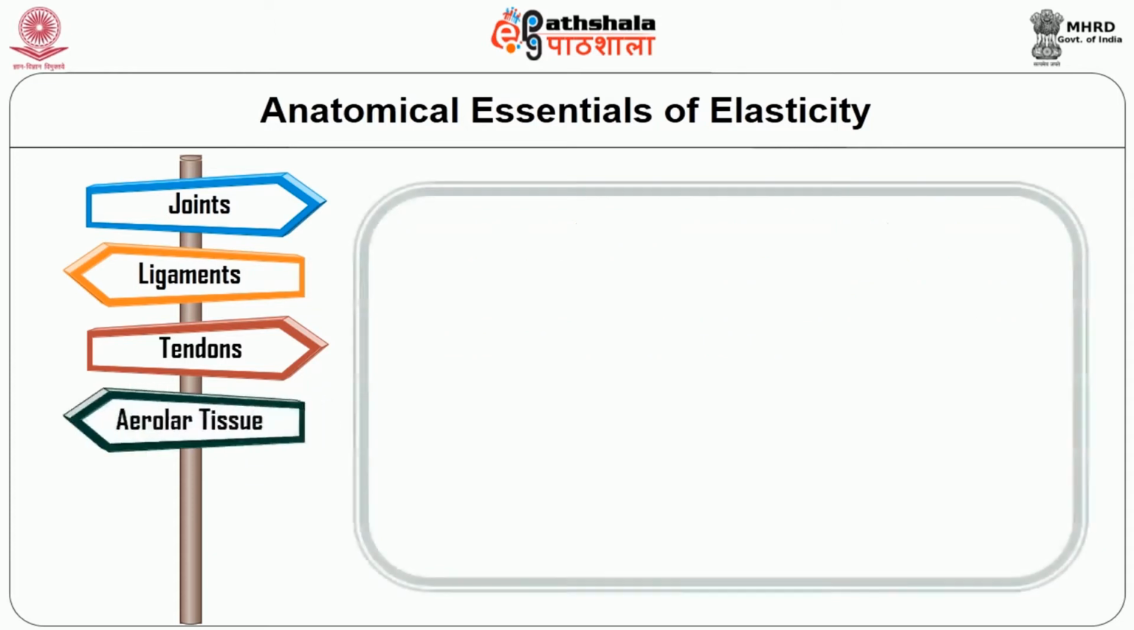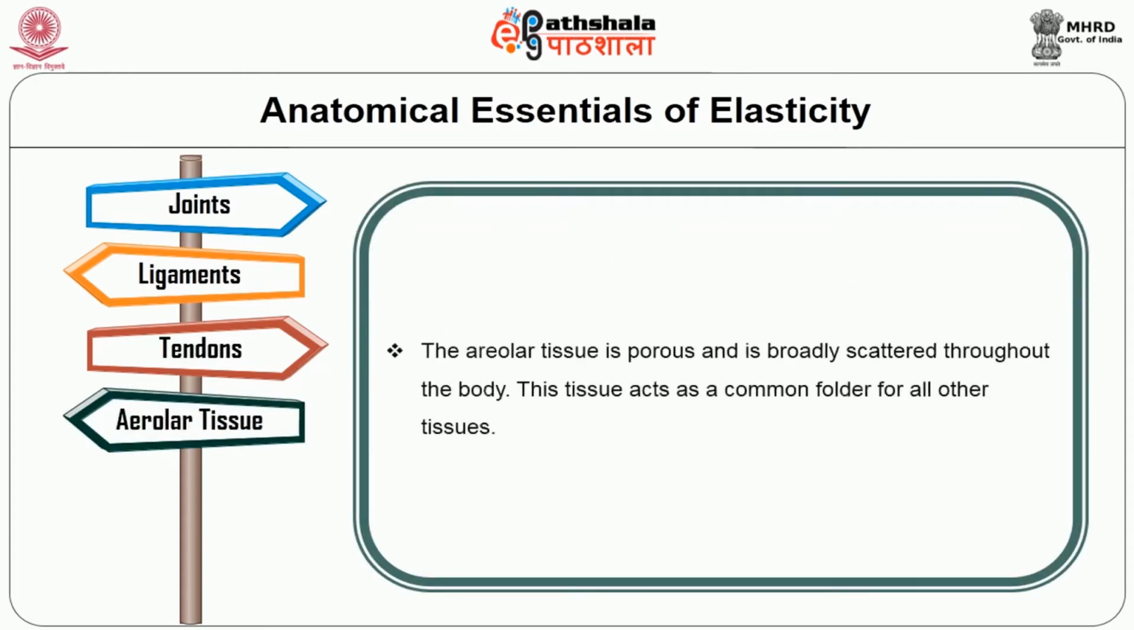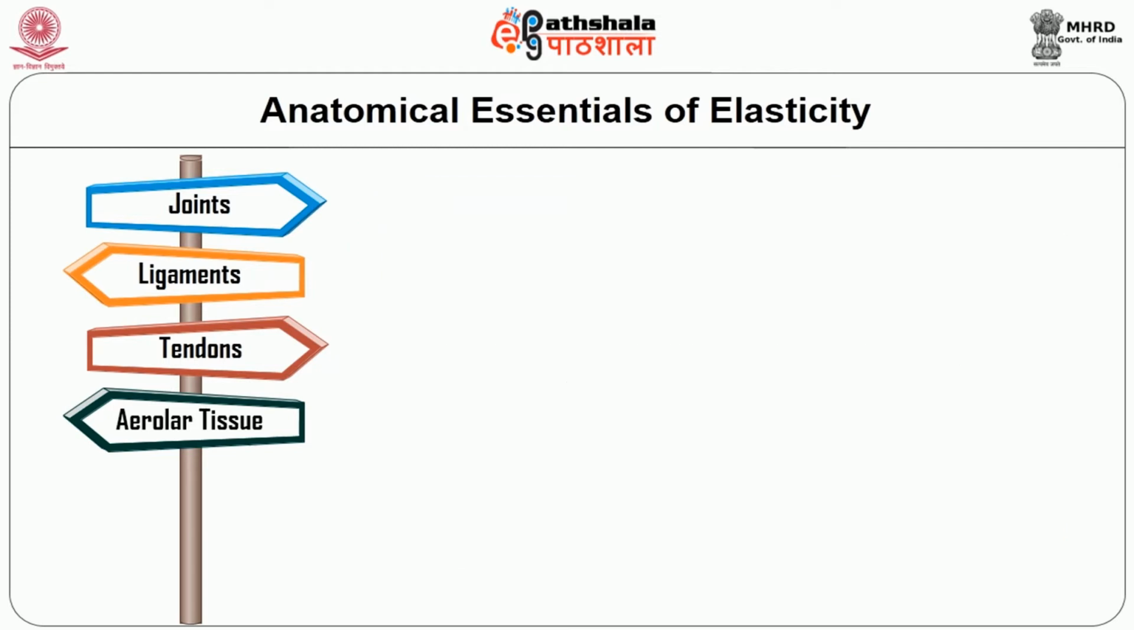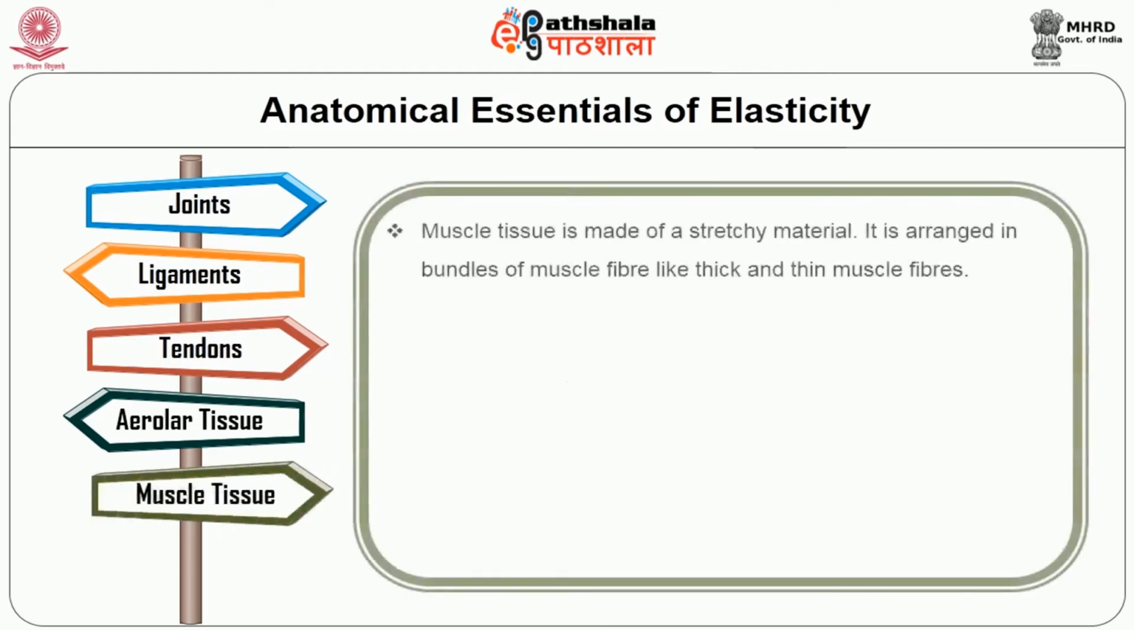Then coming to the areolar tissue. The areolar tissue is porous and it is broadly scattered throughout the body. This tissue acts as a common folder of all other tissues. Then the common muscular tissue is made of stretchy material. It is arranged in bundles of muscle fibers, like thick and thin muscle fibers, that is myosin and actin.